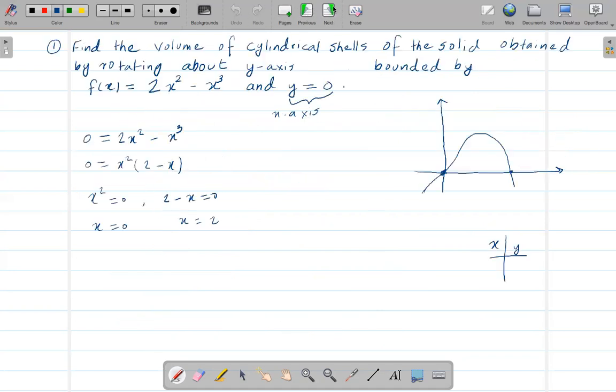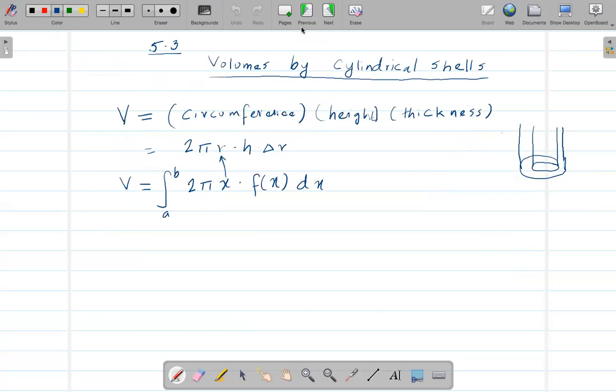From 5.3 I did 2 examples. Make sure you understand the difference. Like I said, the cylindrical shell is similar to this concept. Just the volume is similar to 5.2. And if I just say area, then it's 5.1.